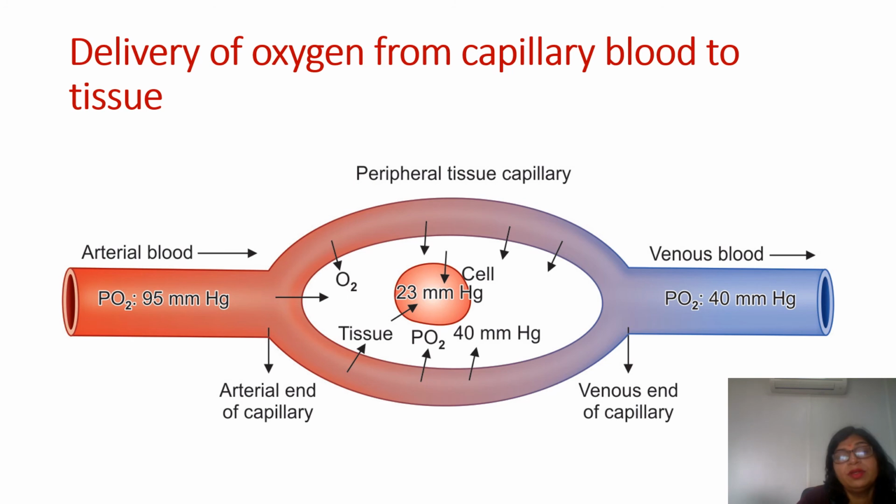You can see the diffusion and delivery of oxygen from capillary blood to tissues due to the pressure gradient. There are pressure differences. In the arterial blood it is 95 mmHg, in the venous blood it is 40 mmHg, and in the tissues it is 23. So there is diffusion of oxygen from the arterial blood to the tissues.